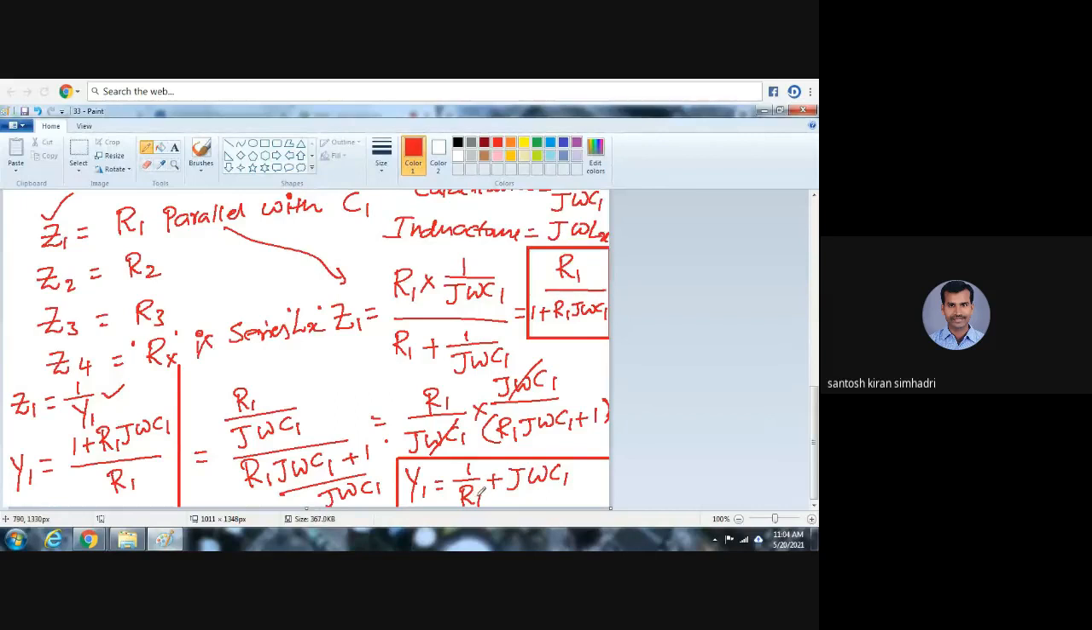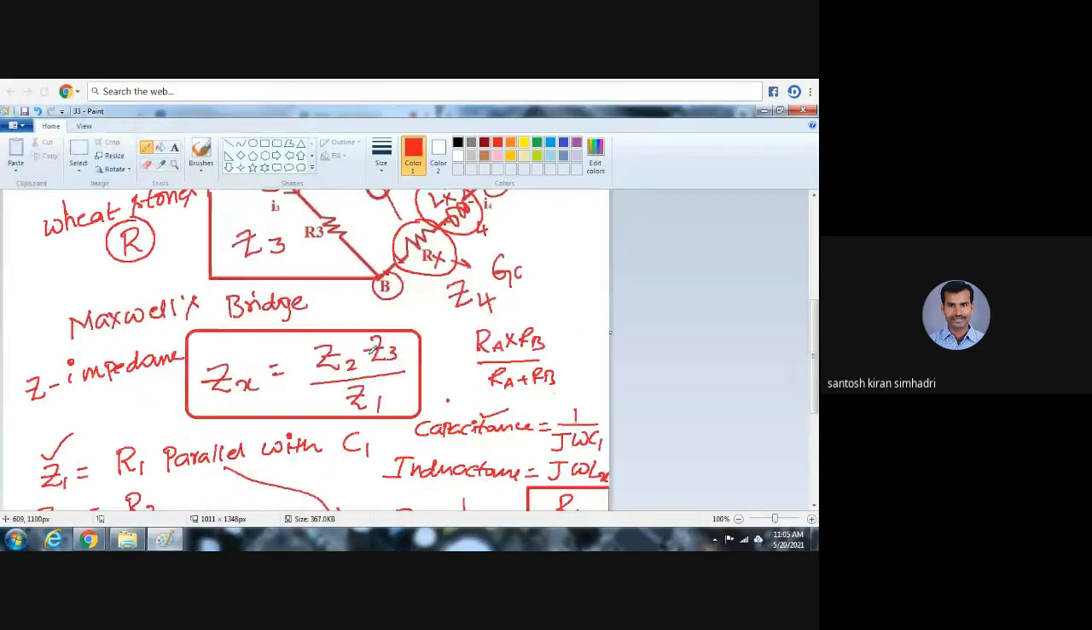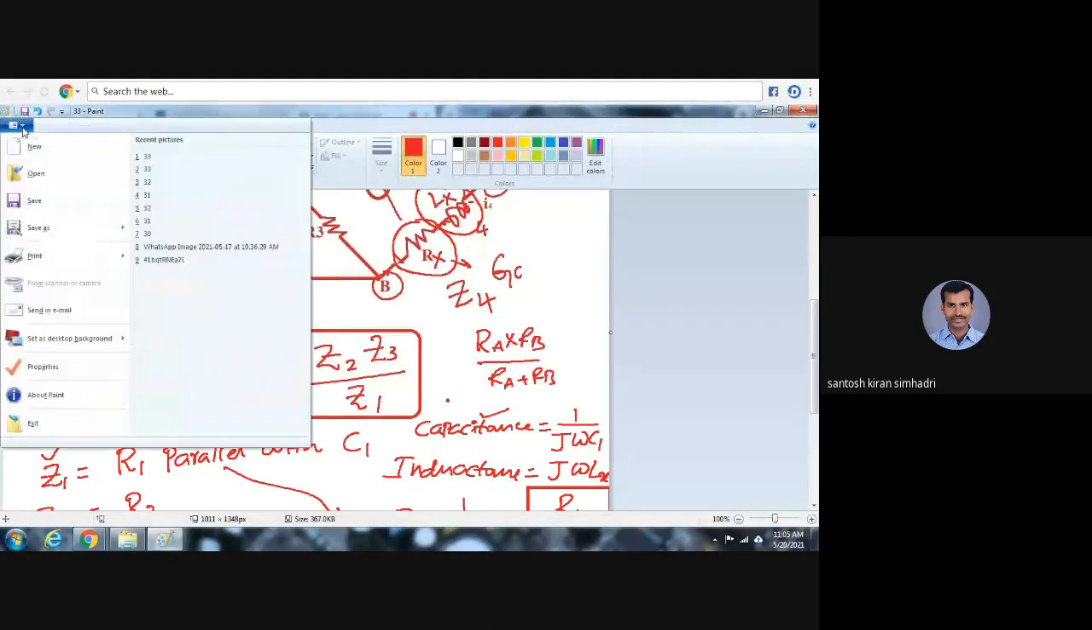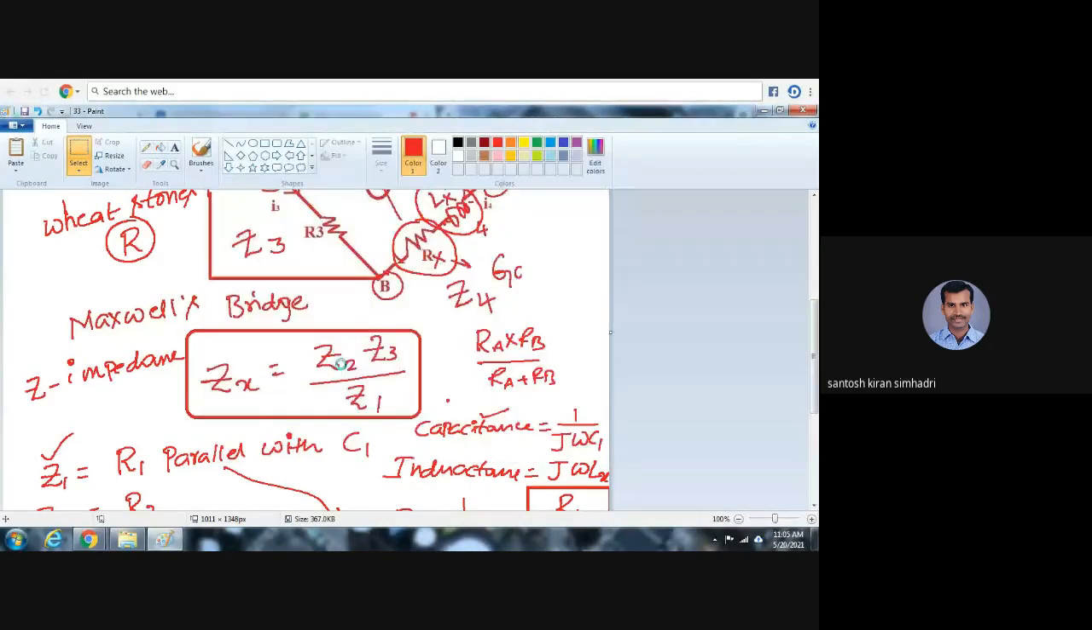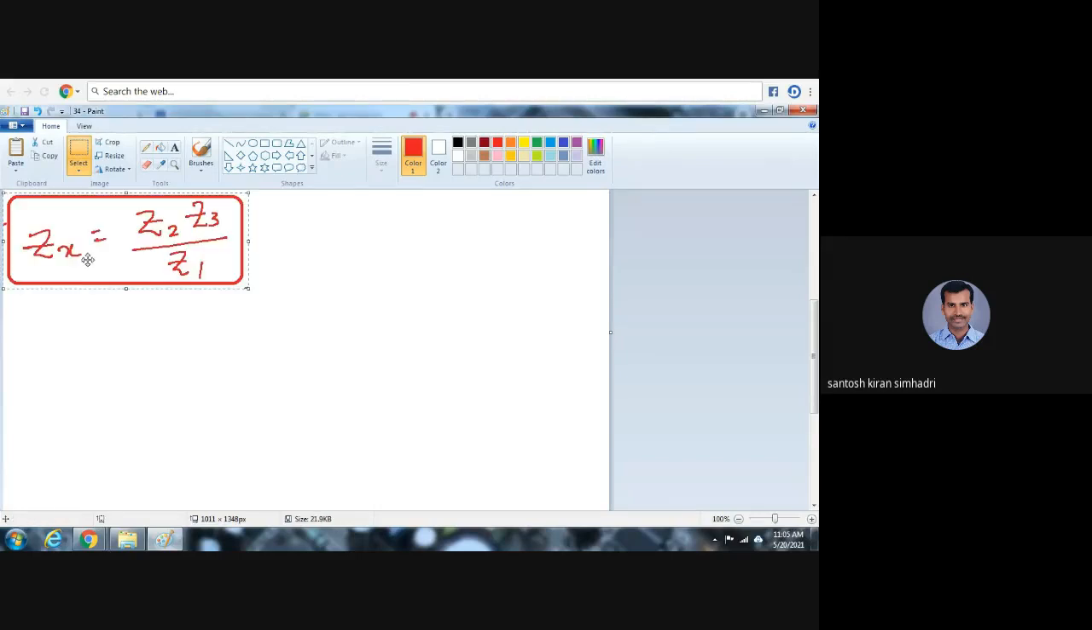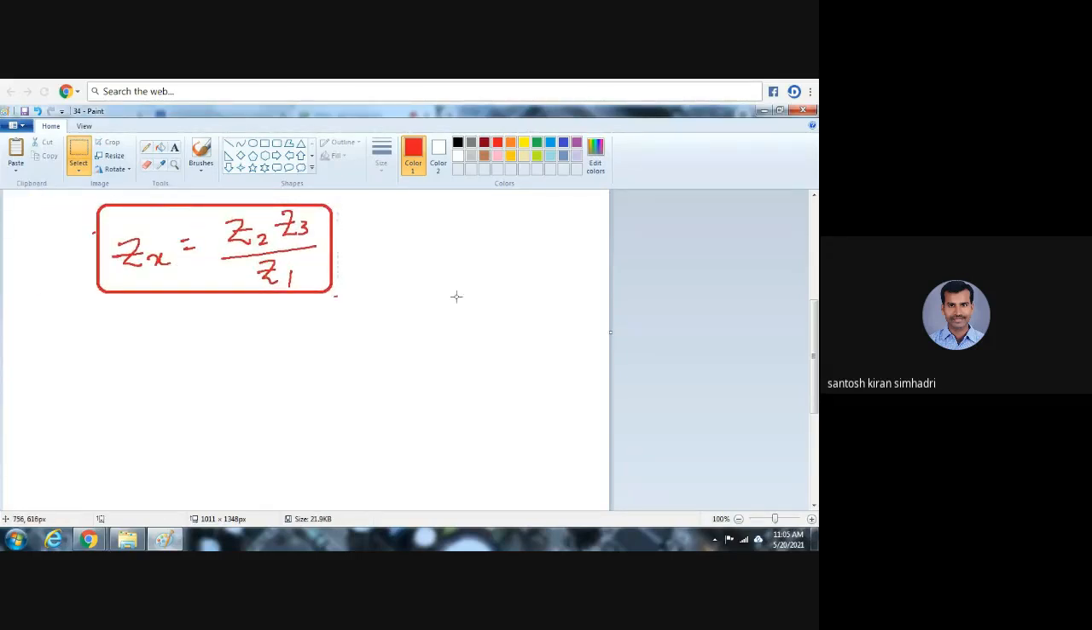Yes, I will save this one. I will write one by one expression-wise. Just listen, this expression is very, very important. I will copy this expression once again. This is very helpful for further bridges discussion. For all the bridges, this discussion is very important. I will save it on the next slide. So this is the bridge condition. Now I will extend this discussion.